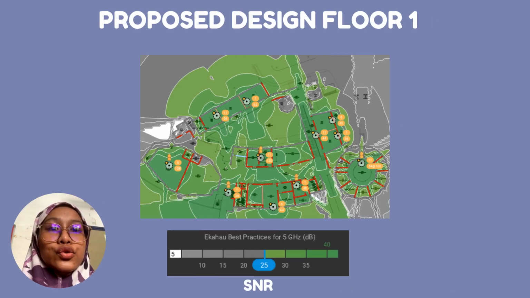SNR shows the same lift. Both the Dewan Kuliah and the circular part now clear our targets, though the outer rings of the circular part and the far west corner still lag, but 42% of the floor now meets the 25 decibel bar, up from 23.